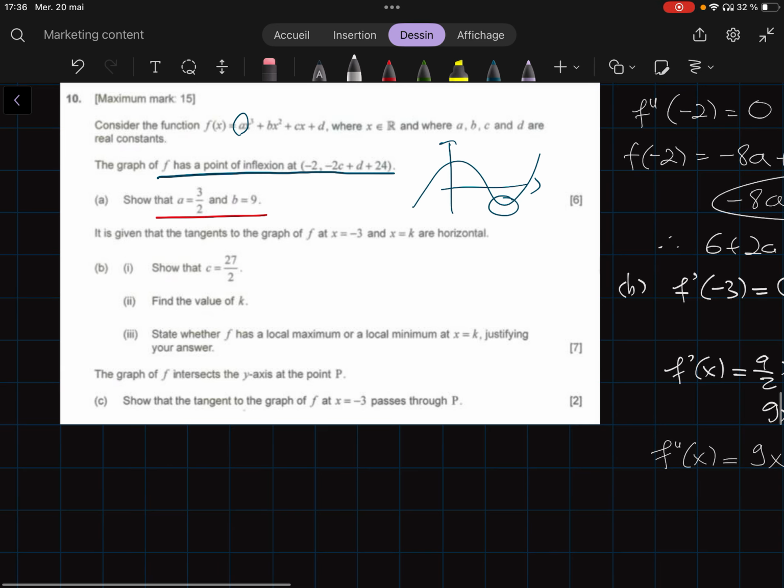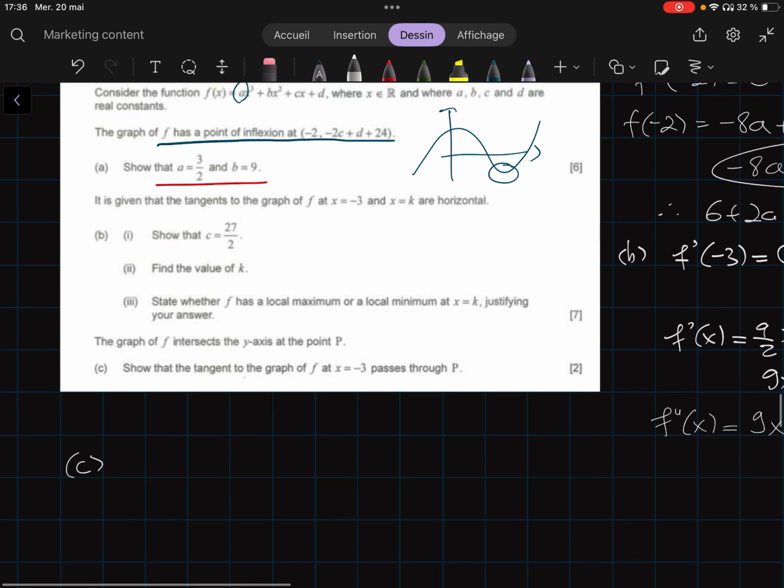Part C. The graph of f intersects the y-axis at the point P. Show that the tangent to the graph at x equals to -3 passes through P. Okay, so where is P? P is the y-intercept. In other words, P has coordinate 0, d.